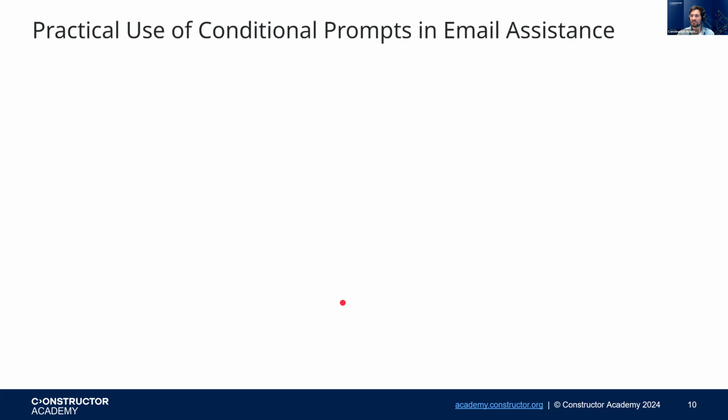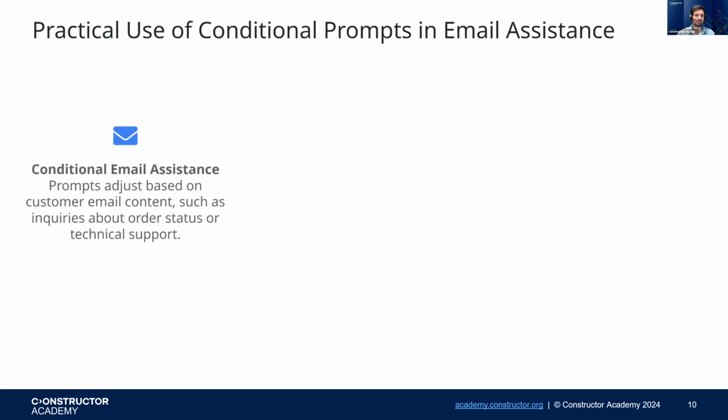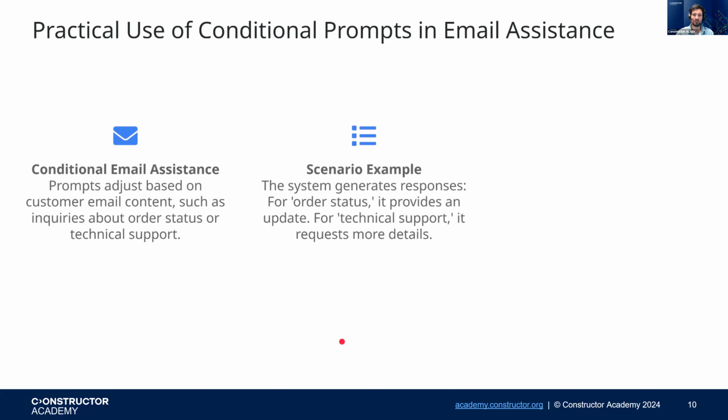So let's see an example for an email assistant. Okay. So I can tell the model to adjust the email that it is going to send to the user based on the order status or the technical support. So let's see a scenario. I can say the system generates a response: for order status, it provides an update, or for technical support, it requests more detail.